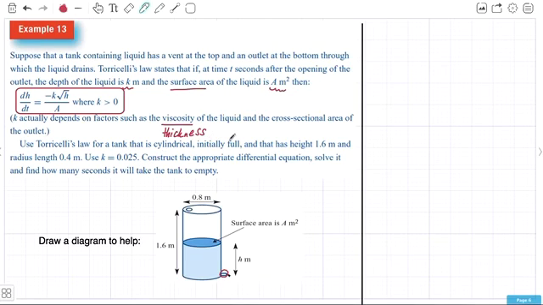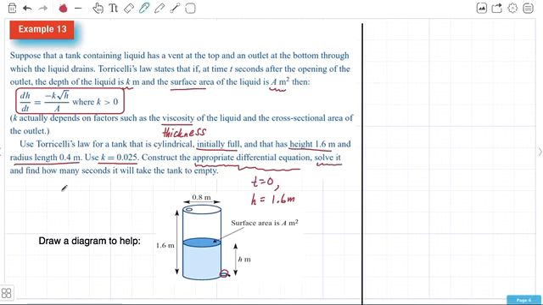It's symmetrical, it's initially full, and it has a height of 1.6 meters and a radius length of 0.4 meters. Just reading that section, I know that when t equals 0, the height of the fluid would be 1.6 meters because the entire tank is full. And we're going to use k equals 0.025, so we've been given a k constant for this particular fluid in the tank, and we need to construct an appropriate differential equation.